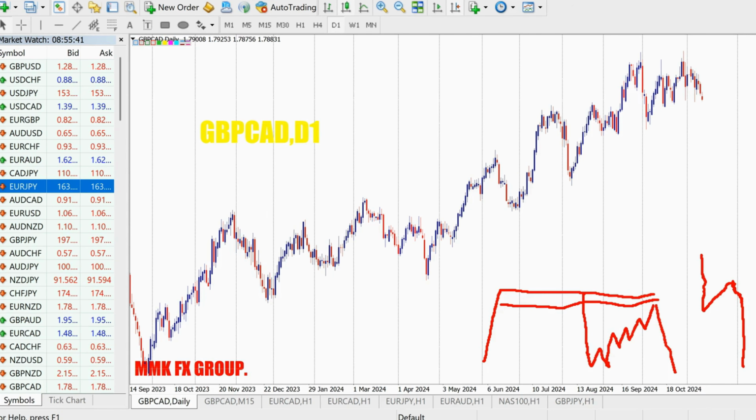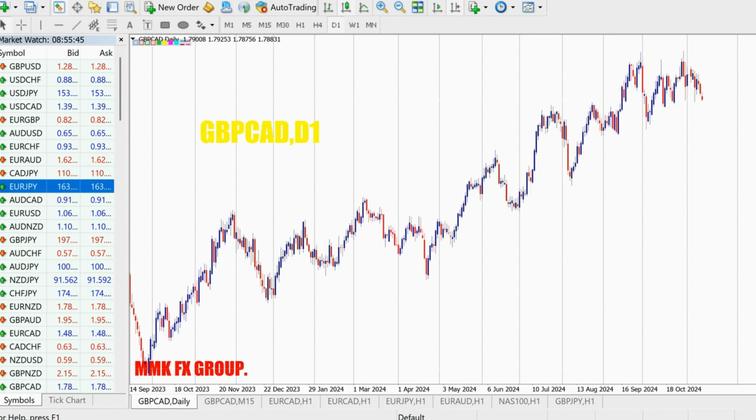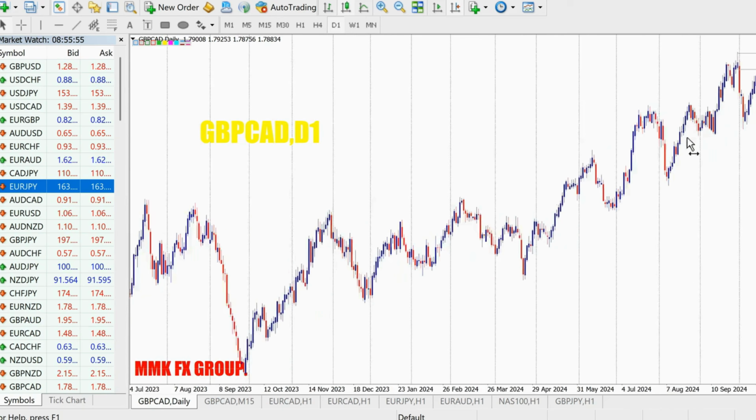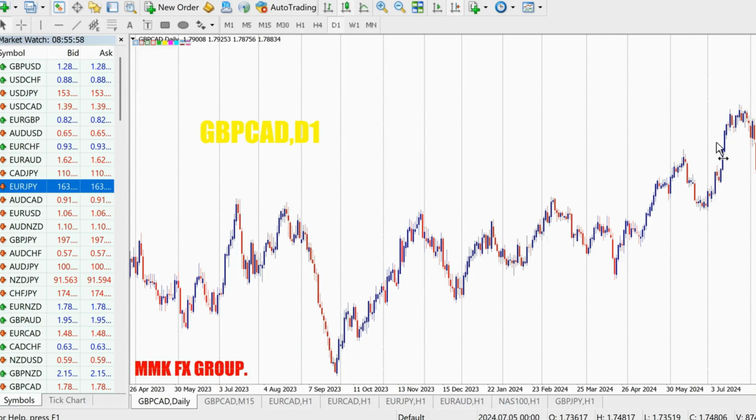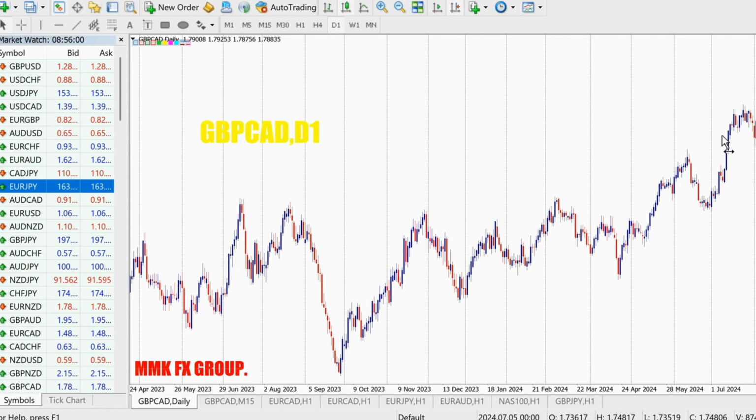All right, so looking at this, as you can see, we had this supply area right here: a rally, base, drop. So this became our sell zone. If we're just looking at this without seeing the future, of course, this is what we could see. This becomes our sell zone.